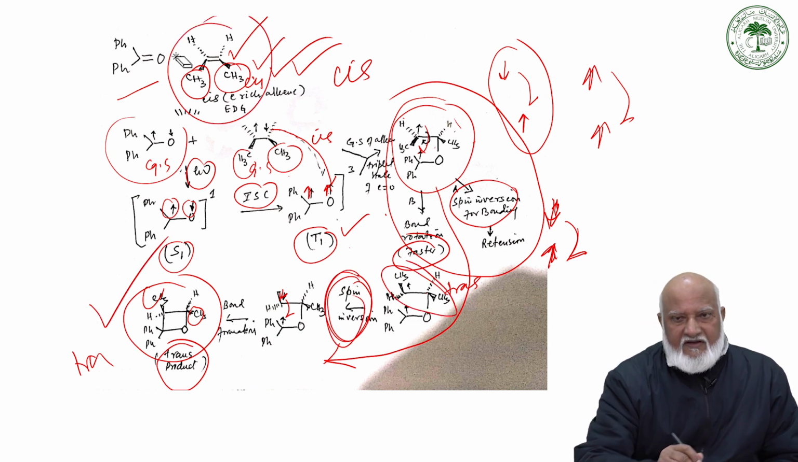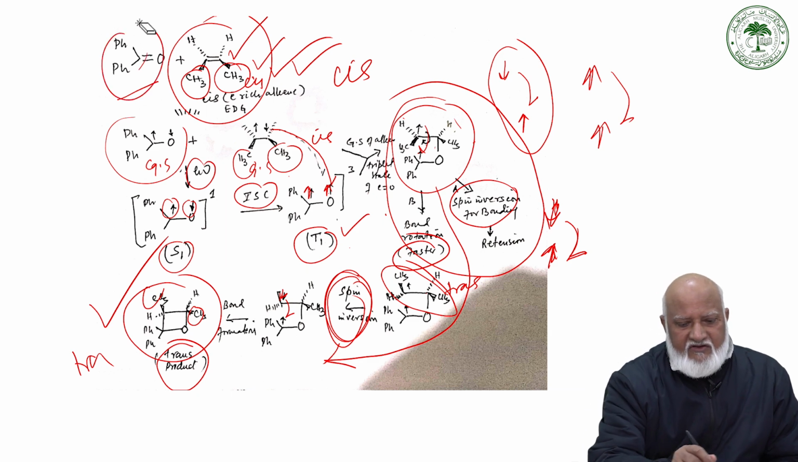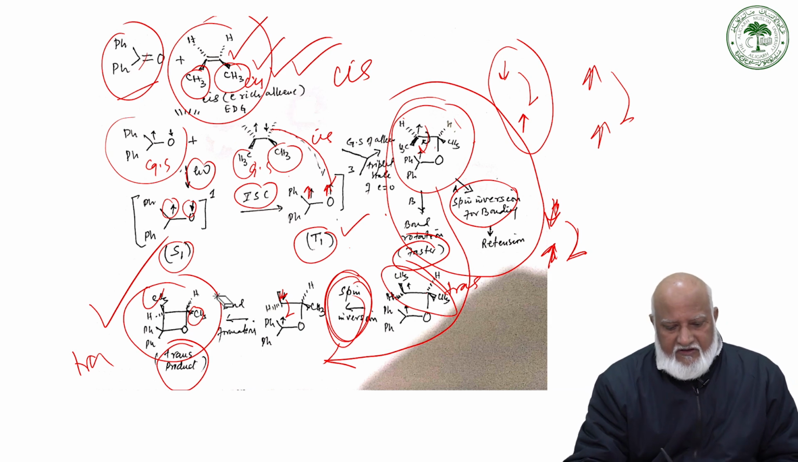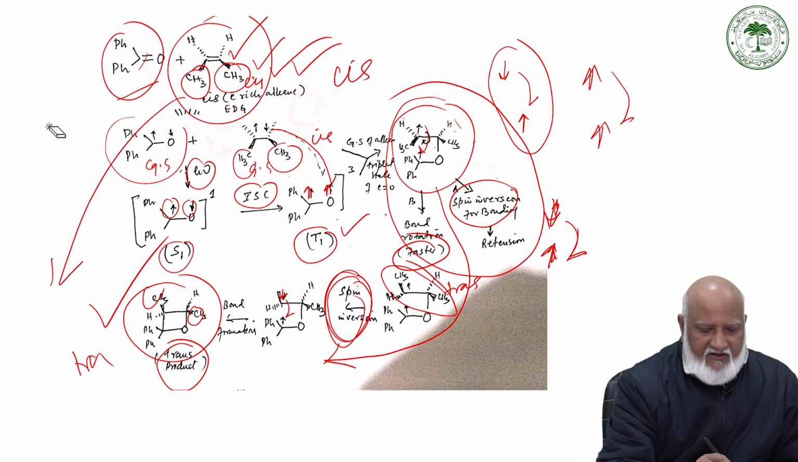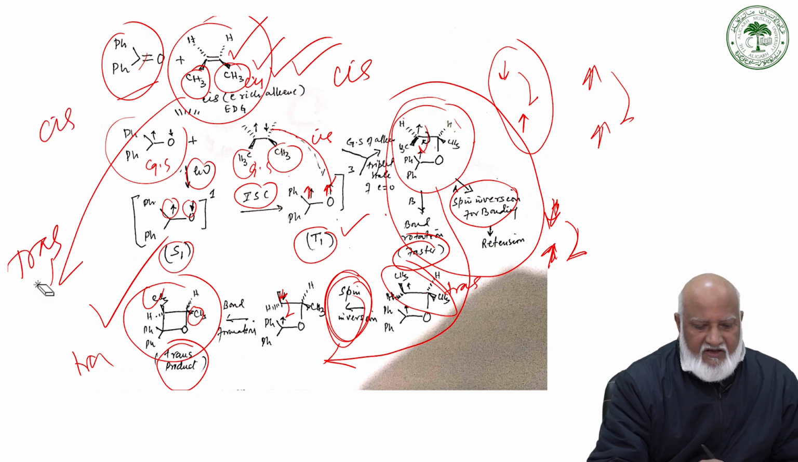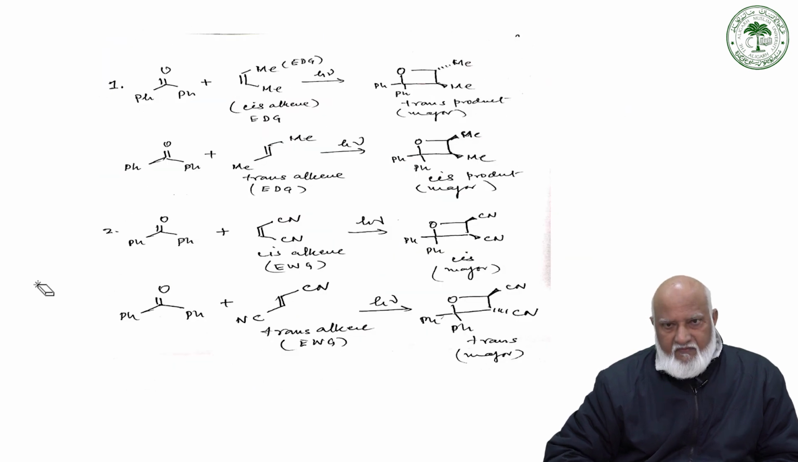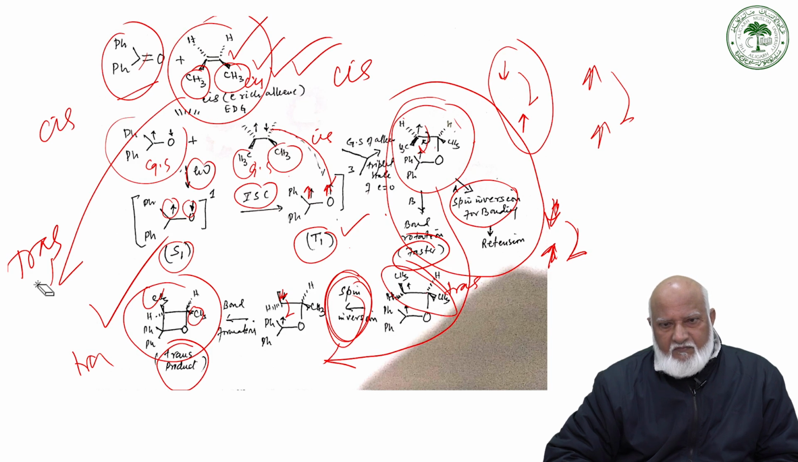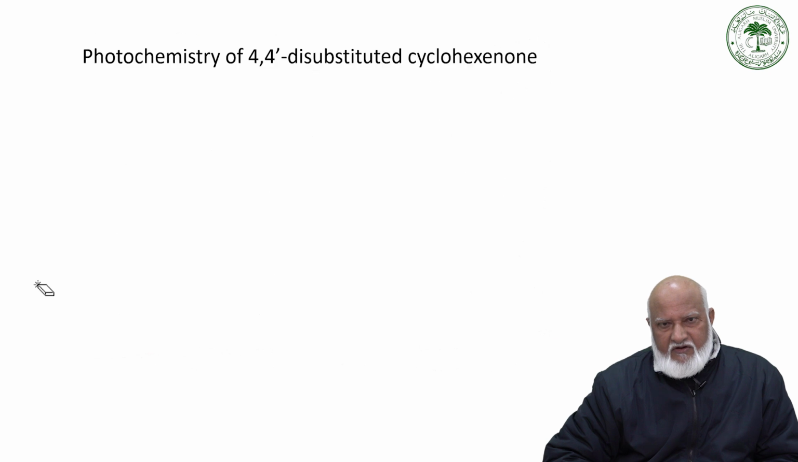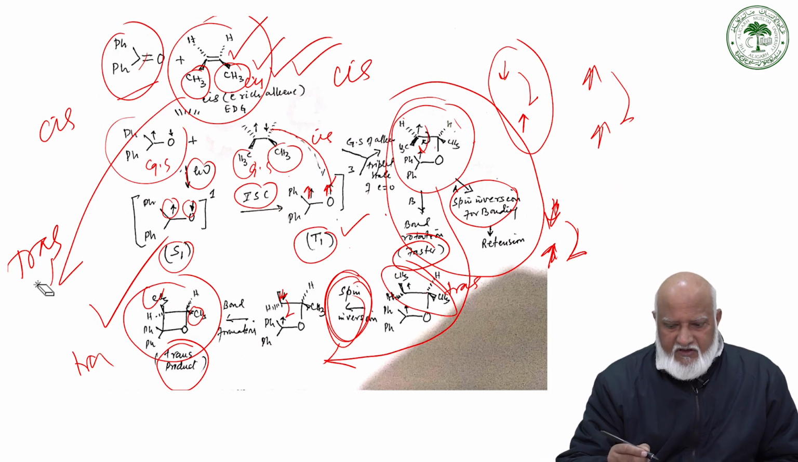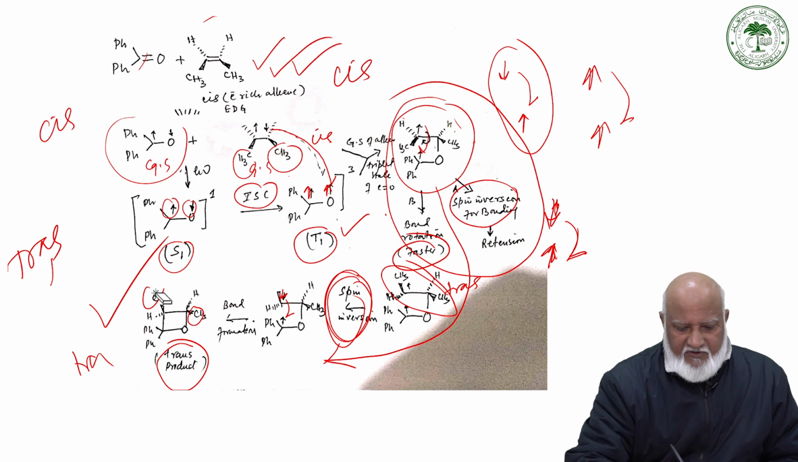So cis alkene on reaction with carbonyl in electron-rich species, there is a change in stereochemistry. From cis goes to trans in the case of electron-rich species. Whereas on the other hand, when we have an electron withdrawing group, let us wipe it out and see.